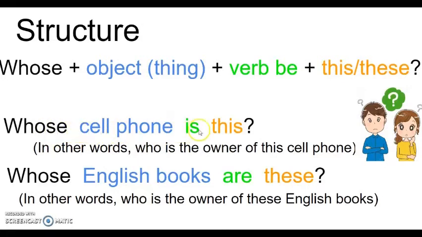But pay attention to the structure in here. In other words, we are asking about who is the owner of this cell phone. We have another example. Whose English books are these? We are saying, ¿de quién son estos libros de inglés? In other words, we are asking about the owner of the English books. So pay attention to the structure. It's completely different from the Spanish version.